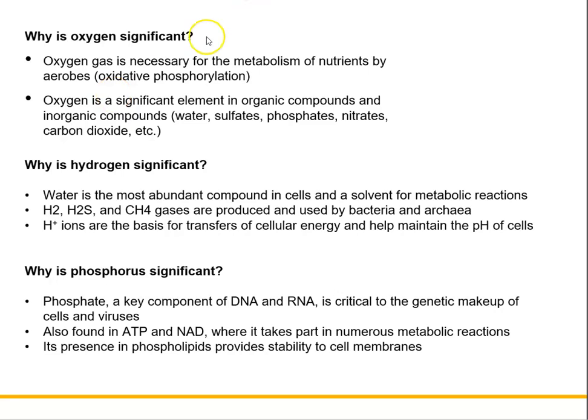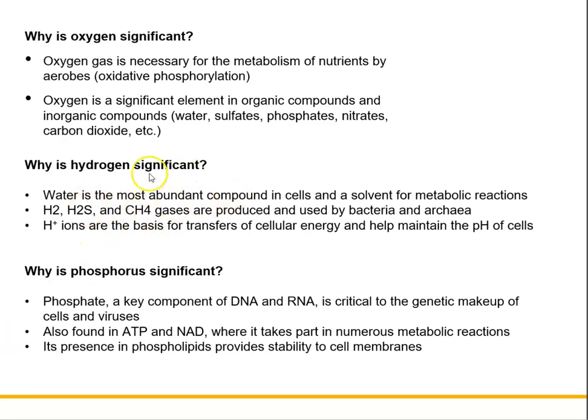Oxygen. Oxygen is going to be necessary to metabolize nutrients. You'll learn more about this next chapter, but it's the final electron acceptor in oxidative phosphorylation. This is where ATP is made. It's also going to be a significant element in organic and inorganic compounds.